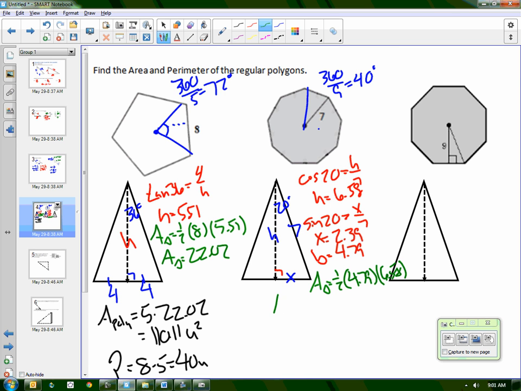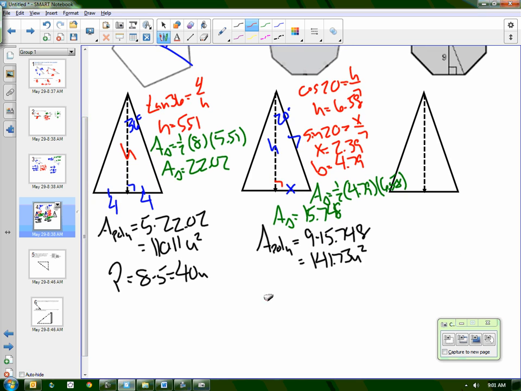You multiply all that out, the area of one triangle would be 15.748. And now I need to take that and multiply it by 9 to get the area of the polygon. So if you multiply 15.748 by 9, you're going to get about 141.73, and that's units squared. To find the perimeter, I need to take 9 of the bases, so 9 times 4.79, and that'll give you about 43.11 units. So I've got the area and the perimeter. I'm done with the second one.